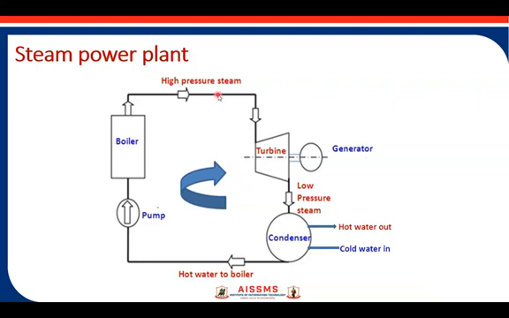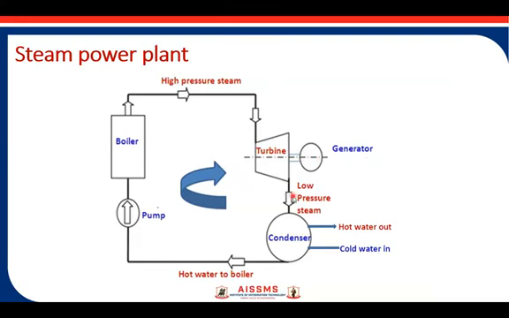This high pressure steam will be impinged onto the blades of the turbine with the help of the nozzle, and here the pressure energy of the steam will be converted into mechanical energy, and that will be converted into electrical energy with the help of the generator.